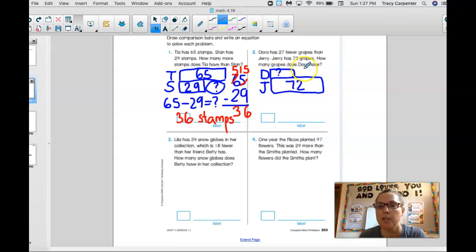We know the difference between them. This number right here, the difference between them, is 27. So we know 72 take away 27 will leave us with the number that Dora has. So our equation is 72 take away 27 equals question mark. So again, you could kind of think of it like a math mountain. Something plus 27 equals 72. So when we put these two together, it's the same thing as this whole bar.